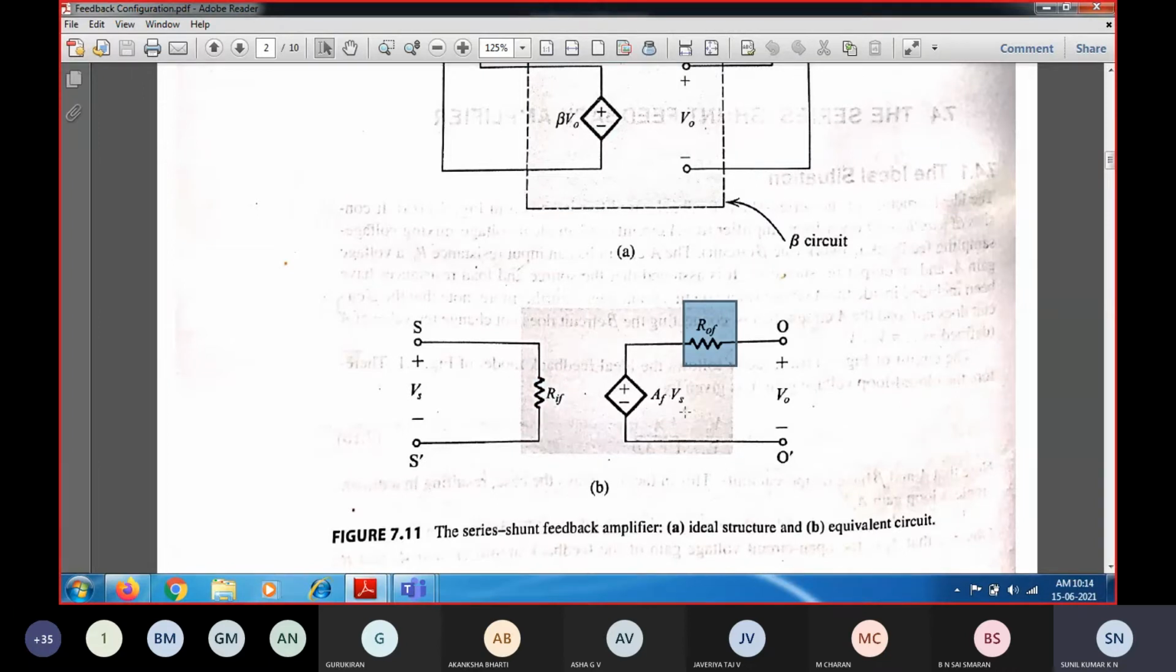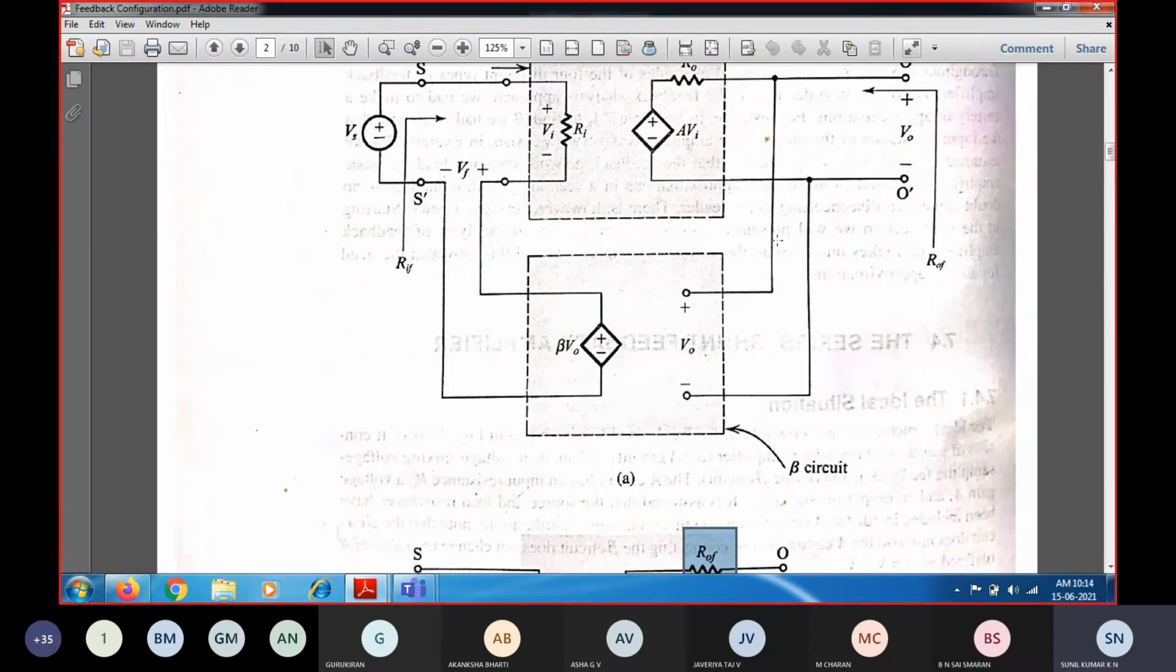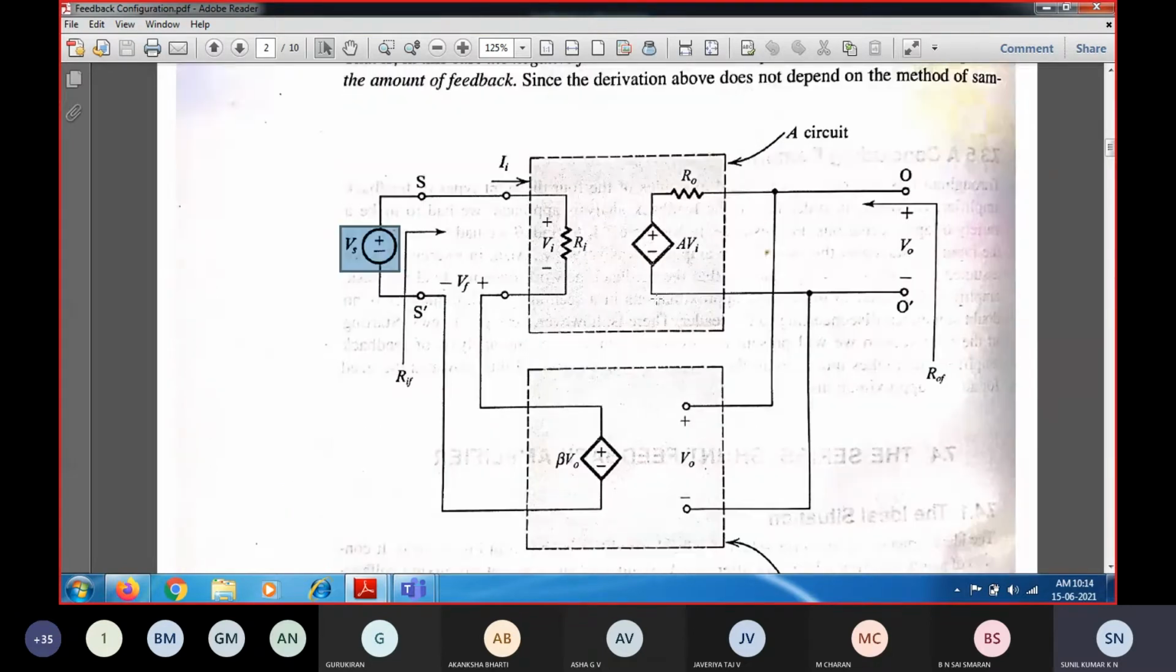So this is the series shunt feedback structure, and this is the equivalent circuit of the above circuit. The above circuit is nothing but a general feedback for a voltage amplifier. All the terms have been represented over here. Now, what is the input resistance on employing the feedback? That is going to be given as the input resistance with feedback, which we represent here with RIF. So RIF is nothing but the input resistance with feedback, and this is the output resistance with feedback.